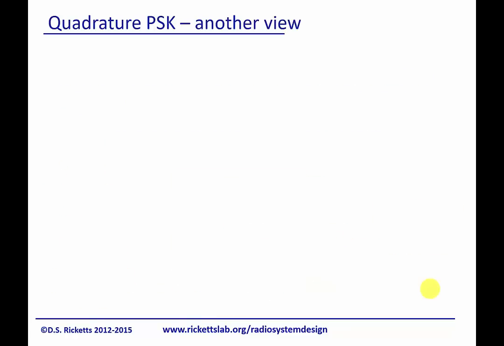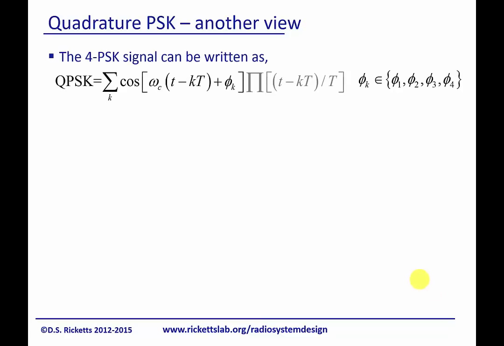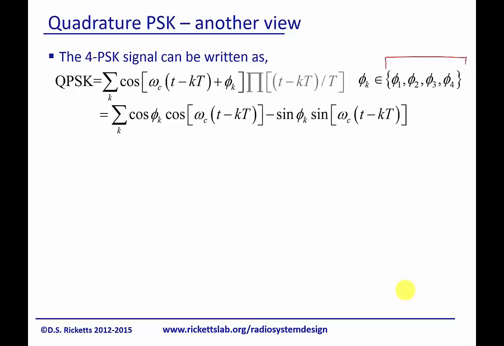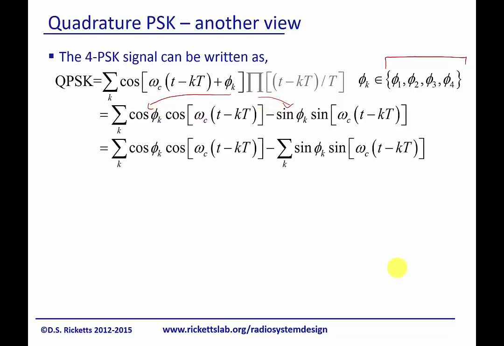And so here's another view for Quadrature PSK. We can write a 4 PSK or Quadrature PSK as similar as we've done before, and now we've got 4 different phases. And we just play the same trick that we did. We're going to convert this phase into a pre-factor, and then we can just split this up mathematically. And if you're wondering, how did I go from this step to this step, you remember in class cosine of u plus v gave us cosine of u cosine of v minus sine of u sine of v. It's just a trig identity.